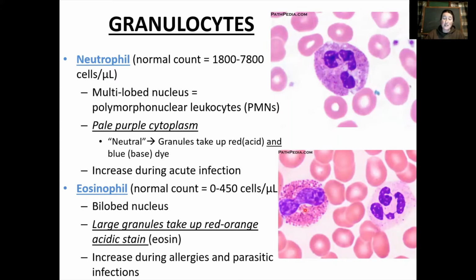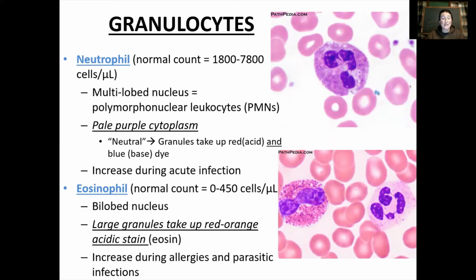But right, clearly we see that this color is very different than this color over here. Another defining characteristic of the eosinophils is that generally they have a bilobed nucleus. So here's a lobe and here is a lobe, right? So very different looking than this guy over here. And so if we were to see more than about 450 cells per microliter in a blood sample, this would indicate that the patient is experiencing allergies.